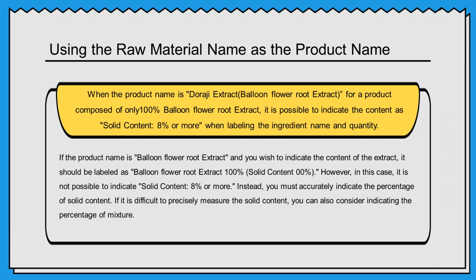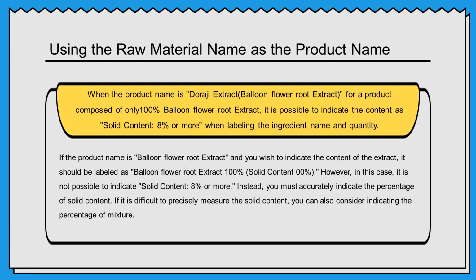If you intend to indicate the content of extracts or concentrates used in a product, you must also display the percentage of solid content contained in those extracts or concentrates. However, in this case, it is not allowed to express the solid content as more or less, excessive, or insufficient. Instead, you must indicate the precise percentage of solid content. Since obtaining exact content values can be challenging, food labeling and advertising regulations generally allow for a certain margin of error. Please note that if it's difficult to measure the exact solid content, you can also consider indicating the blending ratio at the time of manufacturing.